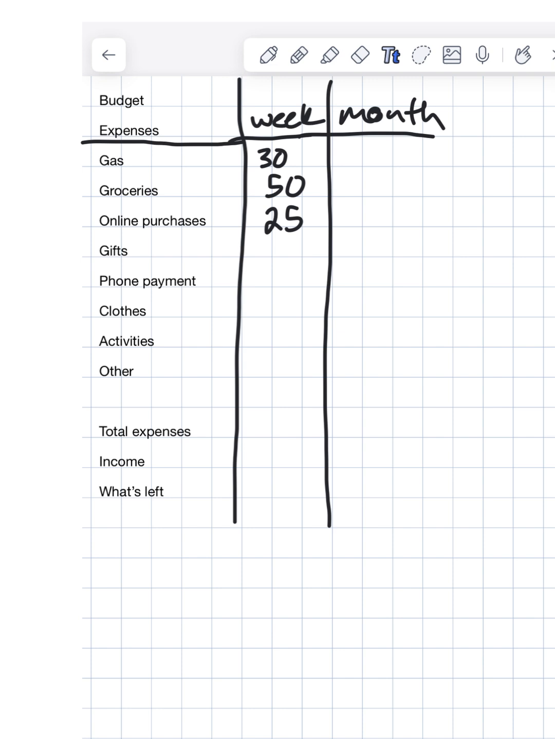Gifts, if you get your friends gifts, your parents gifts, birthday gifts, anything like that, this is a category that fluctuates throughout the year. For example, we might spend more money on gifts in December than we do the rest of the year. For now, I'm going to ignore that category. If you choose to include it, please tell me why in a reflection, and if you choose to exclude it, you can also tell me why in the reflection that you excluded it.